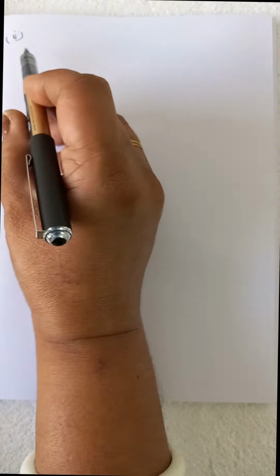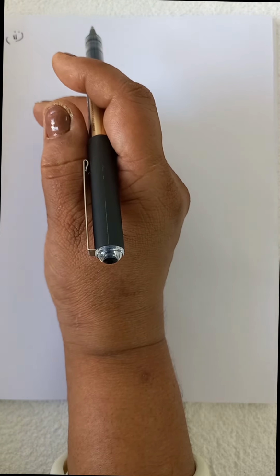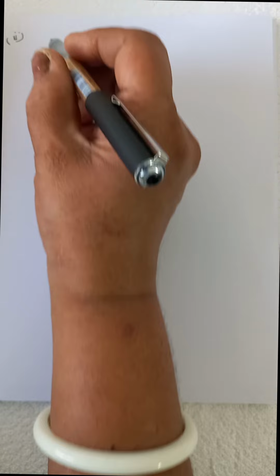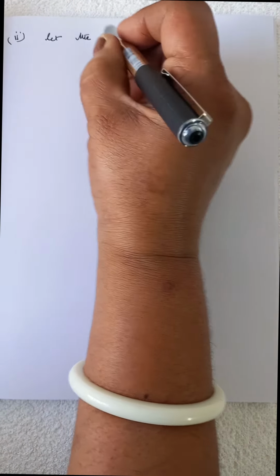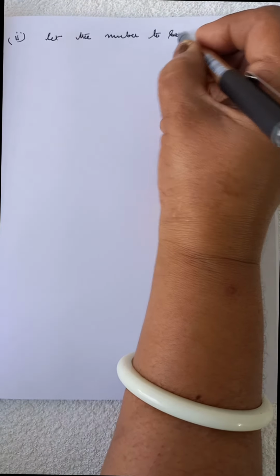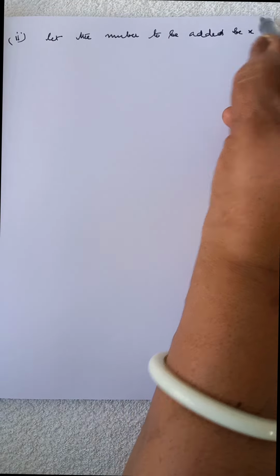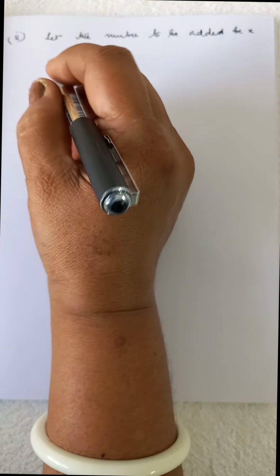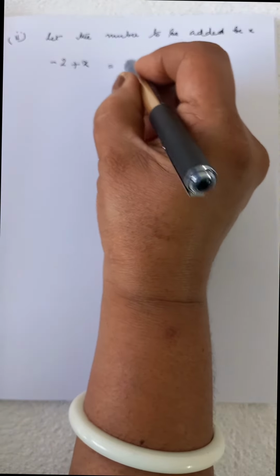Now the second part of the question is, what should be added to minus 2 to get 3 by 8? So we can write, let the number to be added be x. So that what should be added to minus 2? So minus 2 plus x to get 3 by 8.